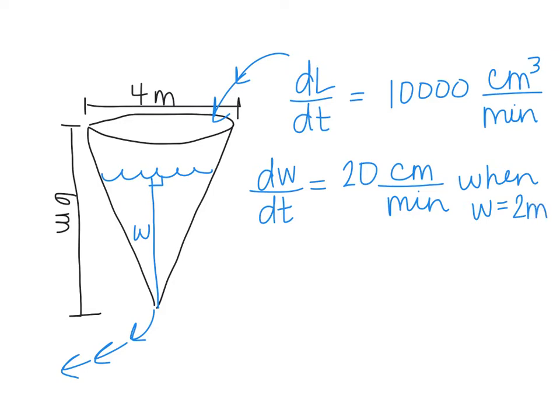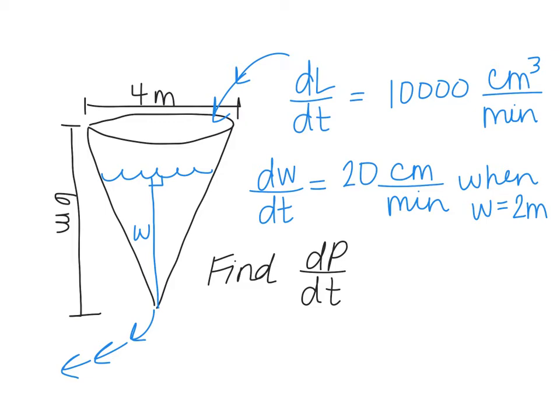Find the rate at which the water is being pumped into the tank. All right, so I'm going to find the rate at which the water is being pumped. I'm going to use P for pump. So dP/dt is what I'm looking for.